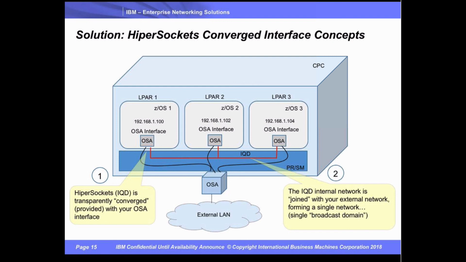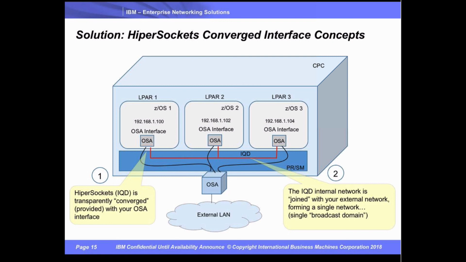Concept number two: when you do this, your IQDC channel, your internal network, is logically joined with your external network. So now they become one broadcast domain. In this z/OS-only picture that I show here, there's no bridge. The converged architecture that we have in z/OS, we don't forward packets back and forth across the black and red lines like a bridge might. They converge there, but they become one network at that point.